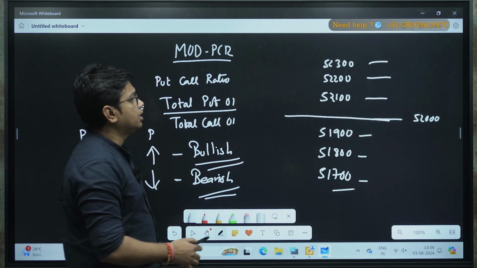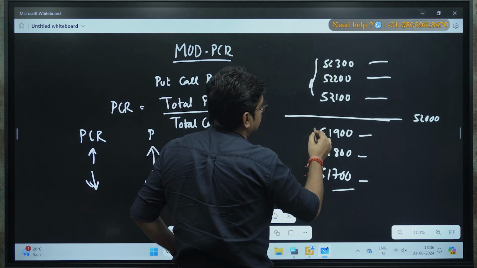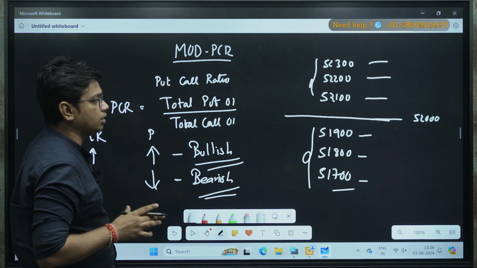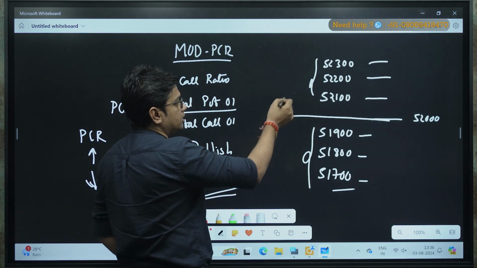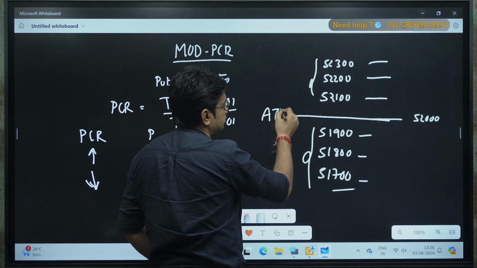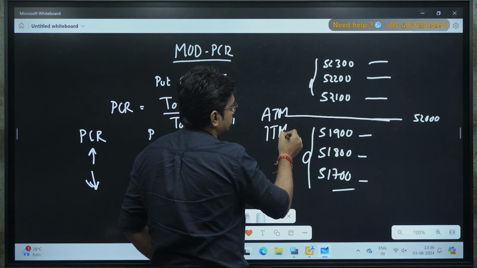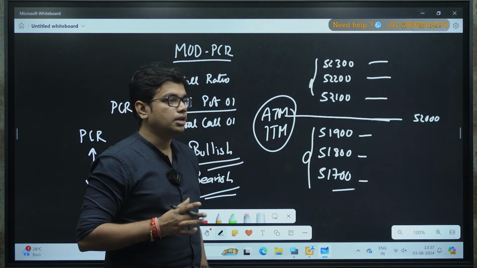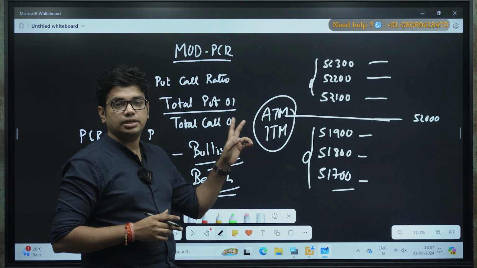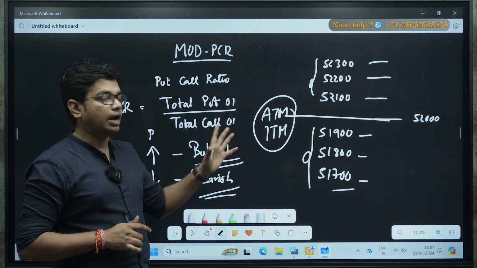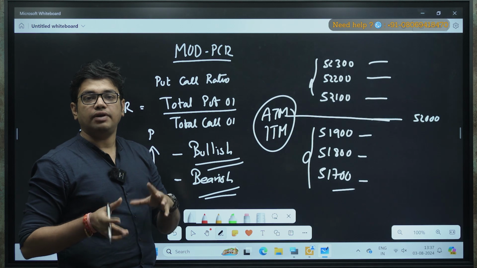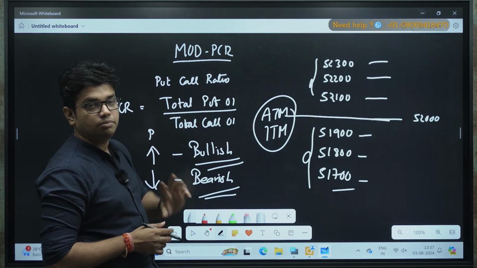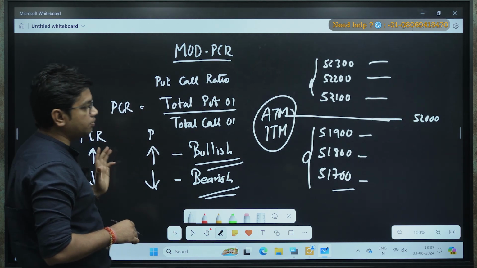At the OTM level, put option and call option writers write their positions. But not only this, also at the ATM and the ITM level, they are major driving forces for the market, for the Nifty and Bank Nifty. So we have to consider them also. Then I'll show you how I have calculated this and how I have aligned it with the PCR to make the modified PCR. That is why I have given the heading modified PCR. So this is how PCR works.